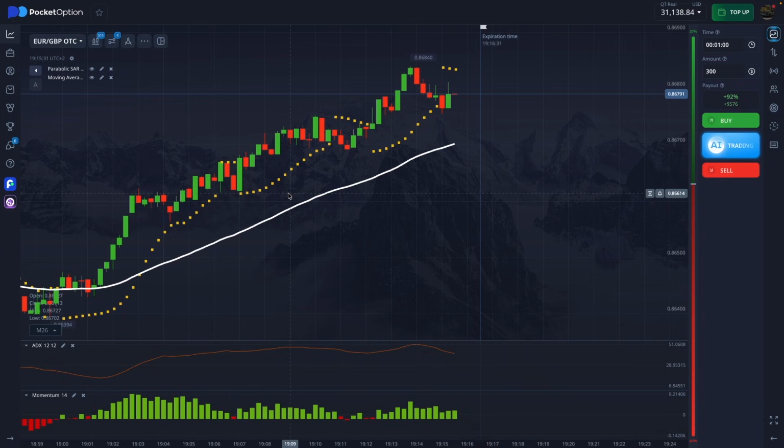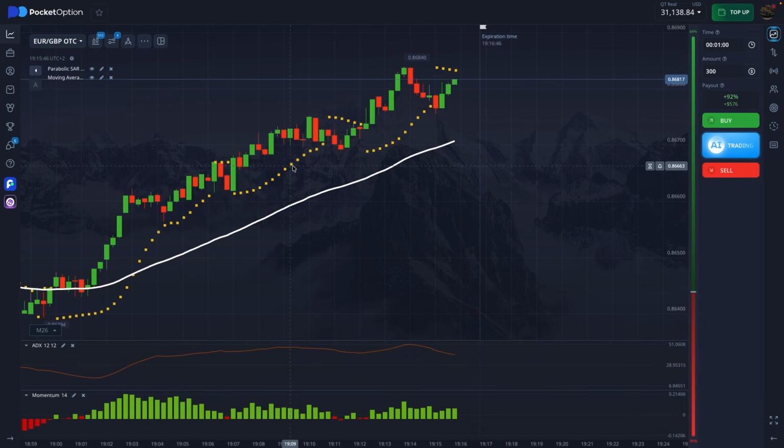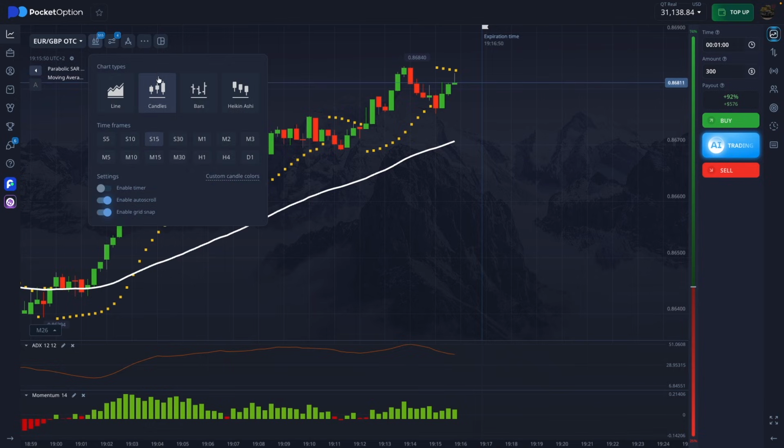After setting up my entire workspace, I now need to set up the chart itself. Since I will be opening 1-minute trades, it's important for me to set up the chart in such a way that all indicators show me signals for entering 1-minute trades. So, what do I do? I open the chart settings, and today I will use the candlestick chart type, and I set the candle time frame to 15 seconds.